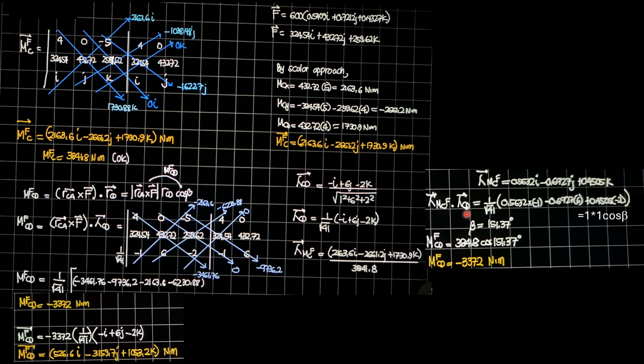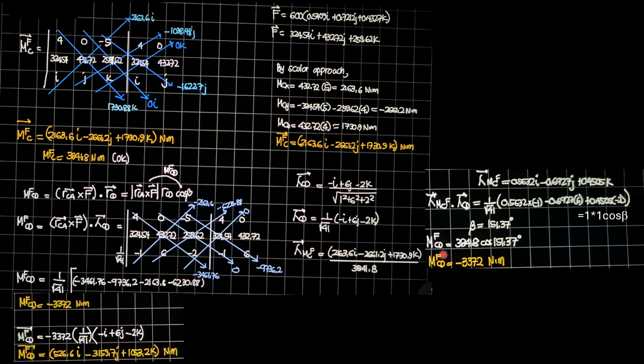Then this is now lambda of the unit vector of the moment of F about point C with the axis vector CD, equal to 1 over square root of 41, then quantity 0.5632 times negative 1, plus negative 0.6927 times 6, and plus 0.4505 times negative 2. Then computing for beta, that is equated to 1 times 1 cosine of beta, so it's cosine beta on the right side. Computing for beta, it is 151.37 degrees.